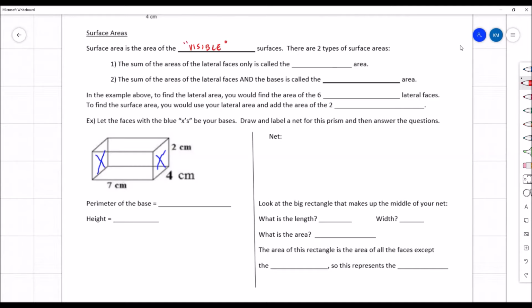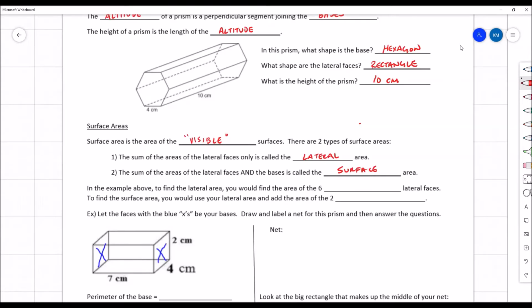There are 2 types of surface areas. The sum of the areas of the lateral faces only is called the lateral area. The sum of the areas of the lateral faces and the bases is called the surface area. In the example above, to find the lateral area, you need to find the area of the 6 rectangular lateral faces. And to find the surface area, you would need to use your lateral area and add the area of the 2 bases.